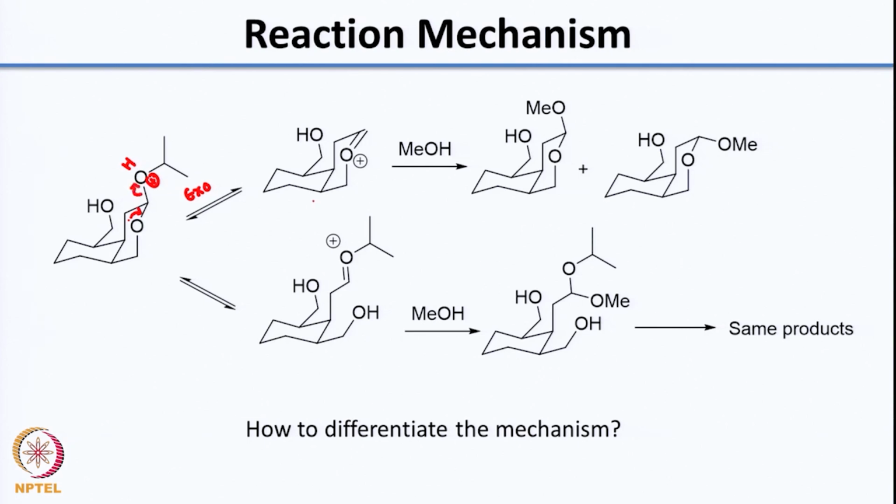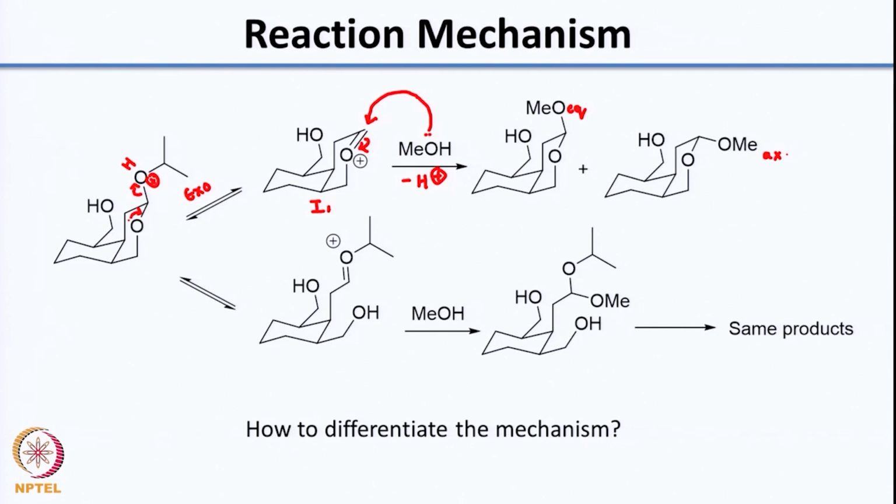It will give you this intermediate, let us call this I1. Once you have this intermediate, you can have the methanol add in, and of course we are showing a deprotonation to give you two possible products. So you can have the equatorial product where you have the methanol equatorial, and you can have the axial product, we will call it methanol axial.